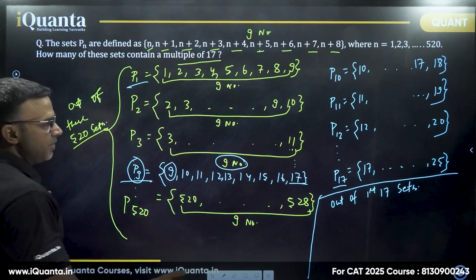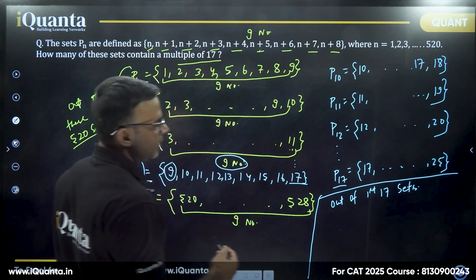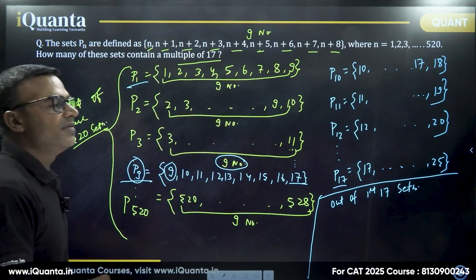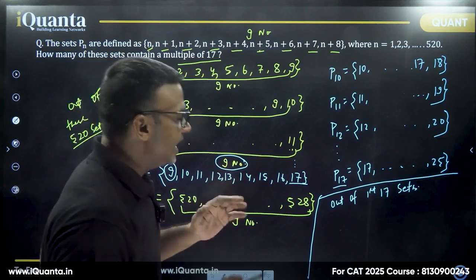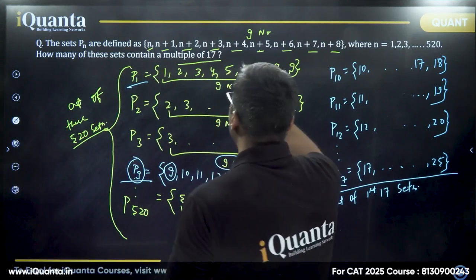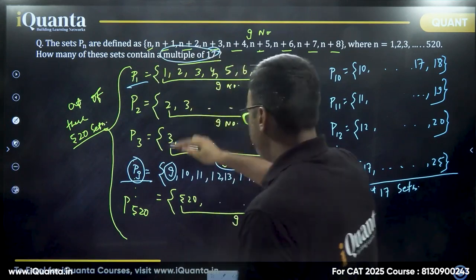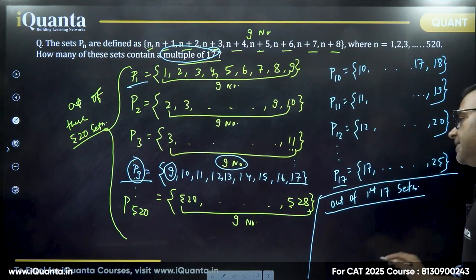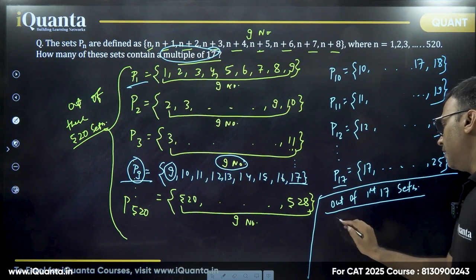Just to show, P26, the first number will be, we need 34. Yeah, correct. So P26 will be the next number. Anyways, what I'm trying to explain is, because we have to count the multiple of 17, we have done up to the first 17 sets, and we see that out of the first 17 sets, how many are there?